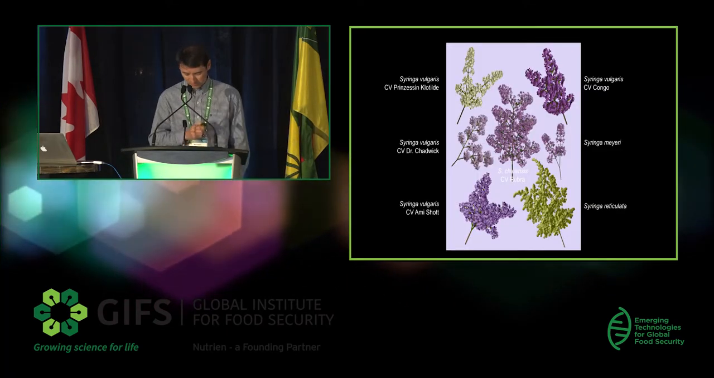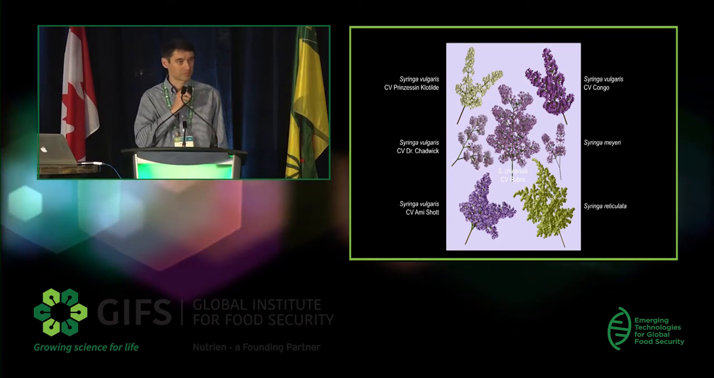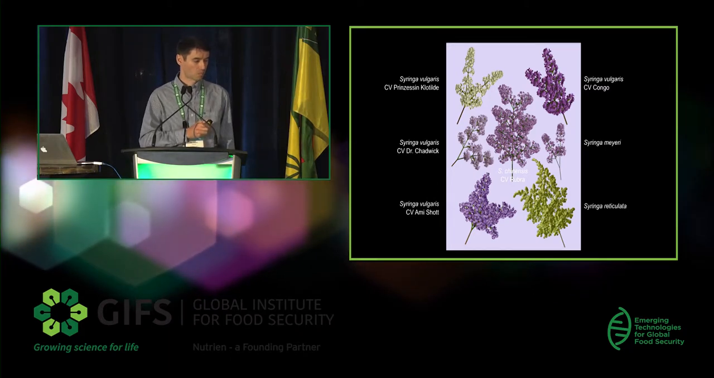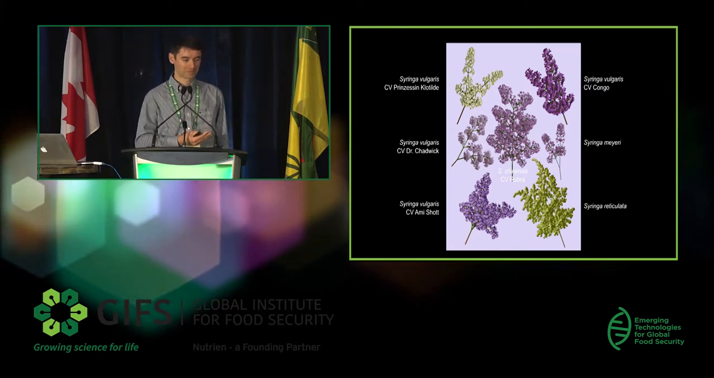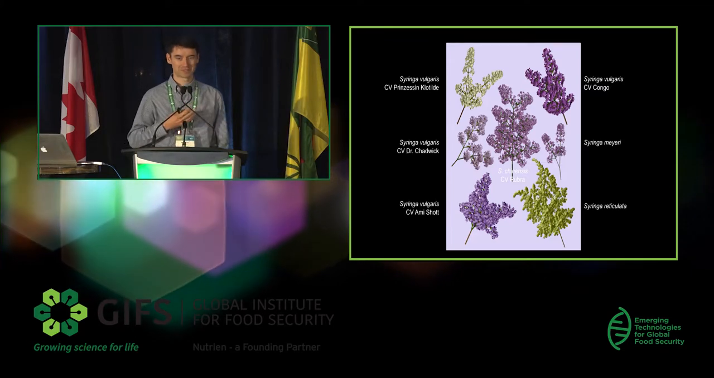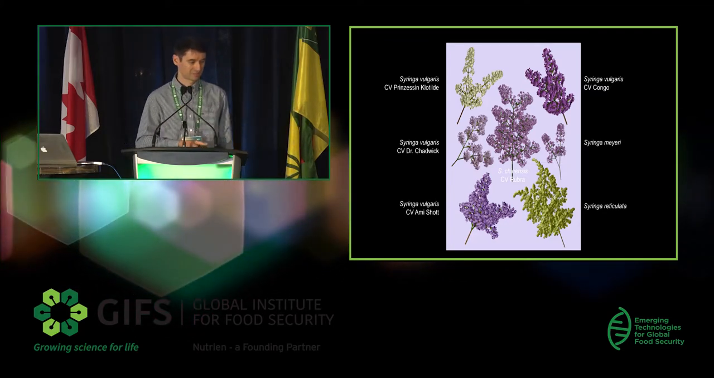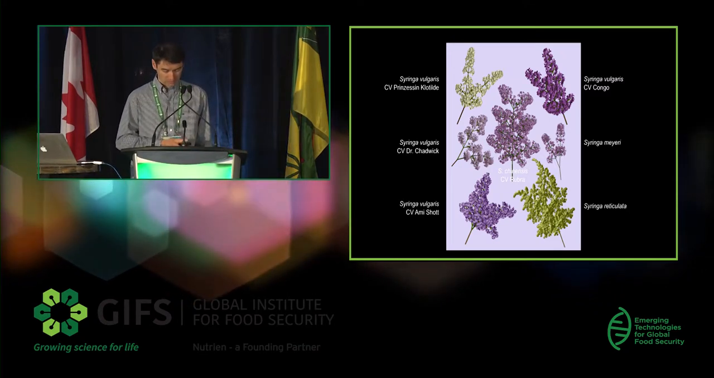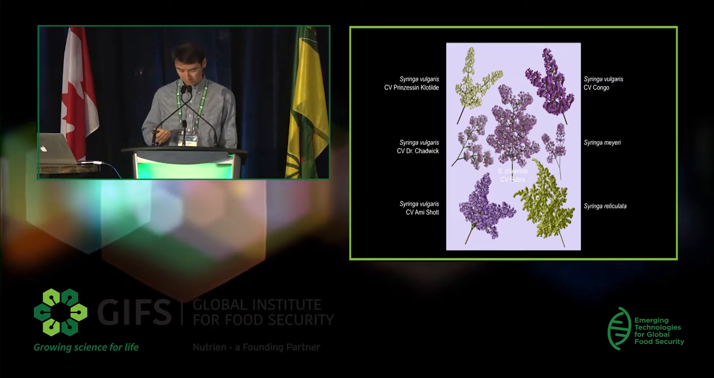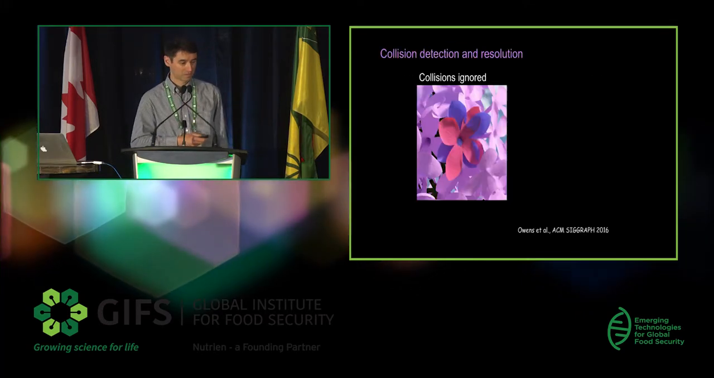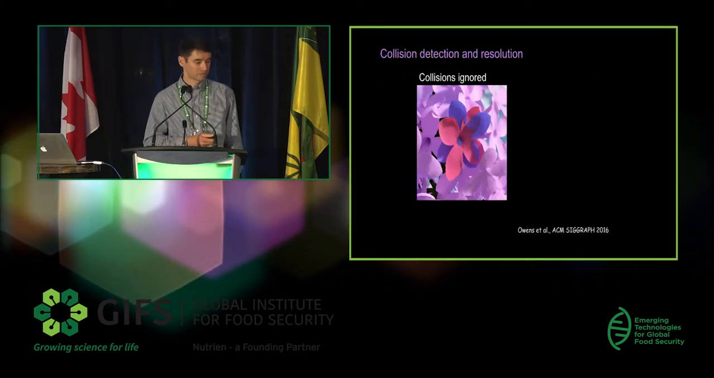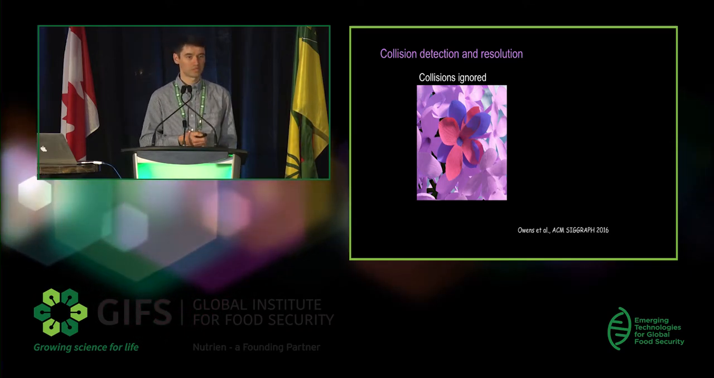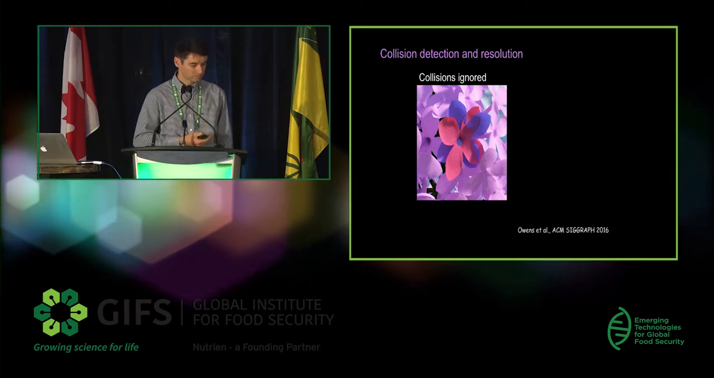Okay, so I'm going to switch a little bit to a more methodological advancement that we have made. Obviously there's a large phenotypic diversity in plants, and inflorescences are a very good example of that diversity. So here are models of several different lilac inflorescences. And if you were to zoom in on these models, you would see that the petals are actually penetrating through each other. So we're essentially ignoring collisions between the petals of the florets.